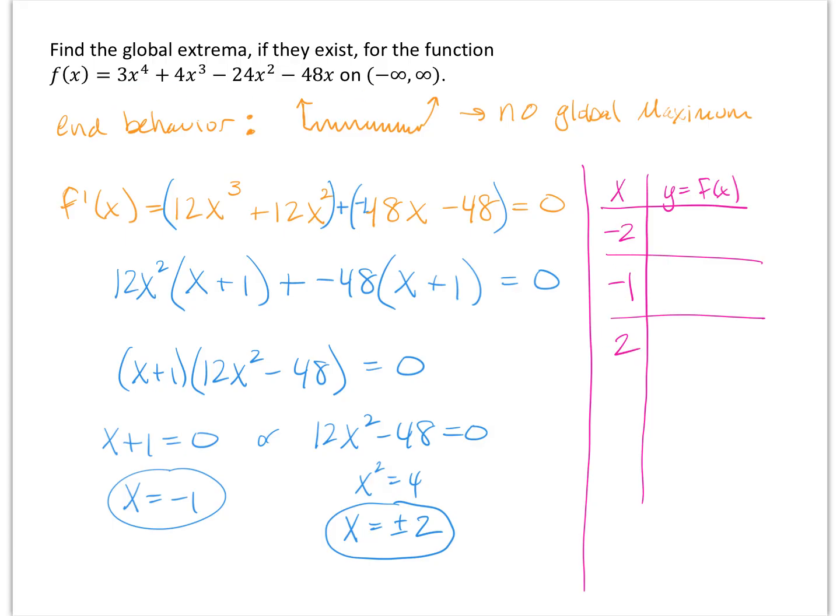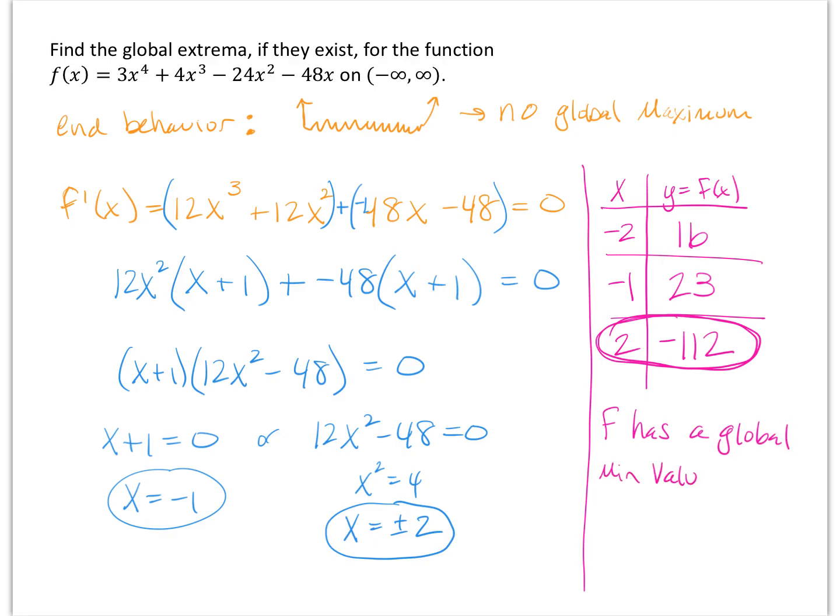I'm just going to, for the sake of time, tell you what these come out to. You can put them in a calculator. We get 16, 23, and negative 112. This is my lowest y value, negative 112. So we say that f has a global minimum value of negative 112 at x equals 2.